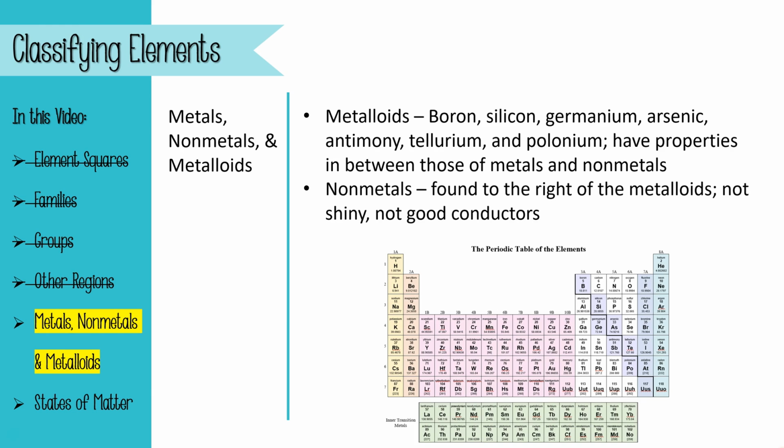Finally, to the right of the metalloids, in this area here, we have elements that can be classified as nonmetals. They have opposite properties from metals. They're not shiny and they're not good conductors of heat or electricity.